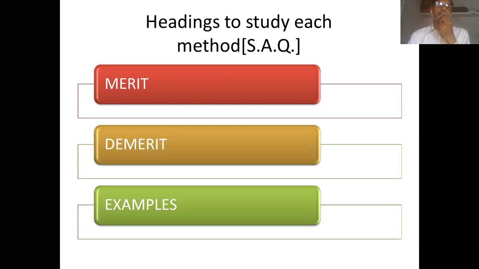Then what is the merit when you study homeopathic materia medica according to this method, what are its merits or advantages, what are its demerits, and finally the examples of this type of study. So with these 6 headings, we will study in detail each of these 10 methods. And now we will begin.